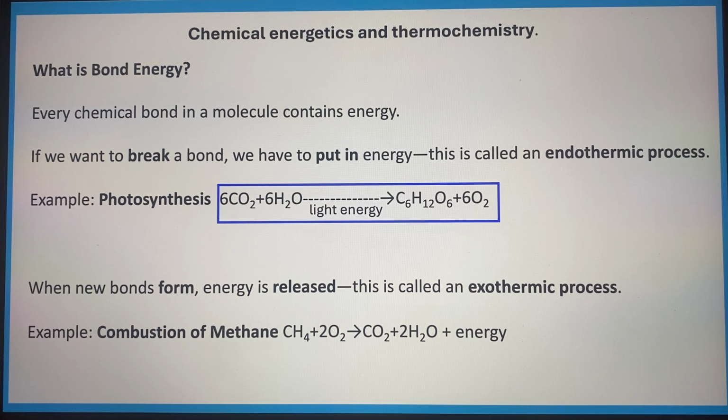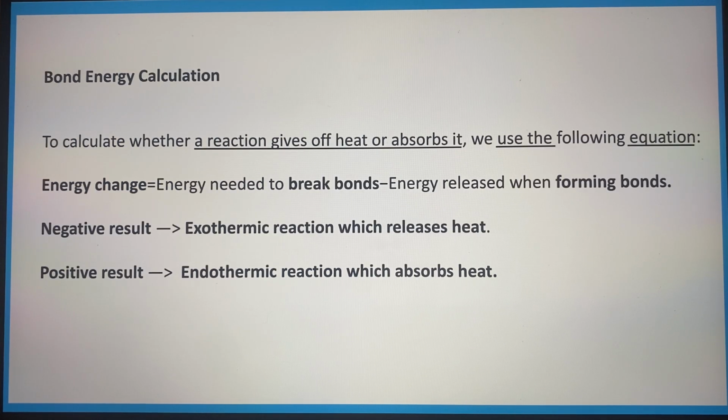When methane burns in oxygen, it releases heat and light energy. Bonds in methane and oxygen break, and new bonds form in carbon dioxide and water, releasing energy. Since more energy is released than absorbed, this is an exothermic reaction.